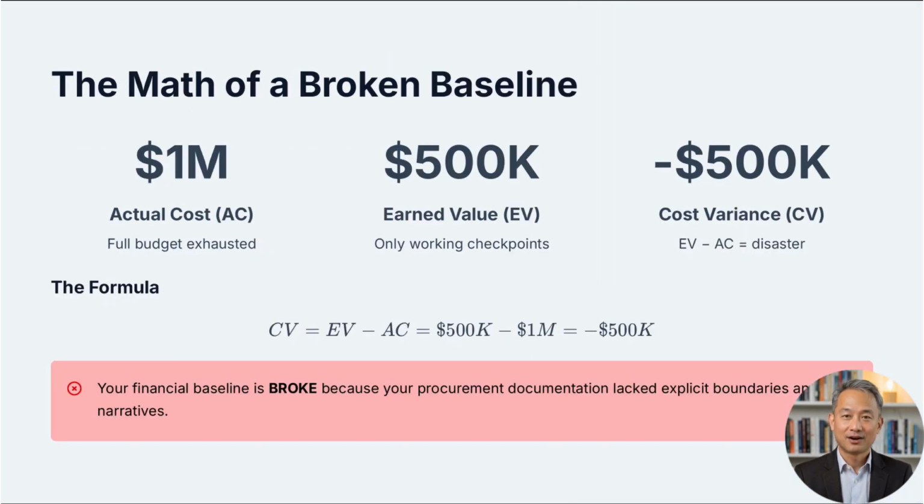The vendor completes the hardware installation, but halts work, demanding an additional $500,000 to do the integration because it was omitted from the SOW. You have exhausted your $1 million actual cost, or AC budget, but only have $500,000 in earned value, or EV, of working checkpoints. The calculation is CV equals EV minus AC. 500,000 minus 1 million equals negative 500,000. Your financial baseline is broke because your procurement documentation lacked explicit boundaries and narratives.